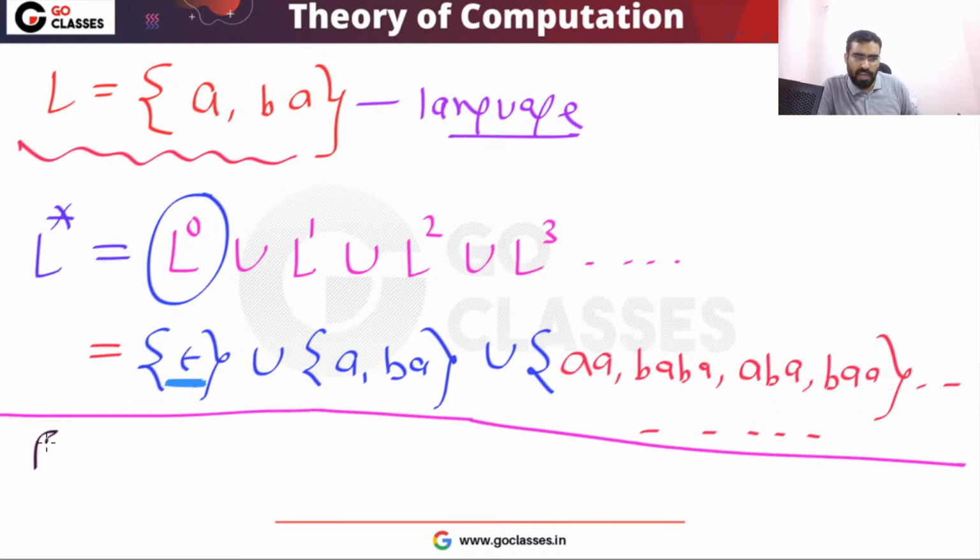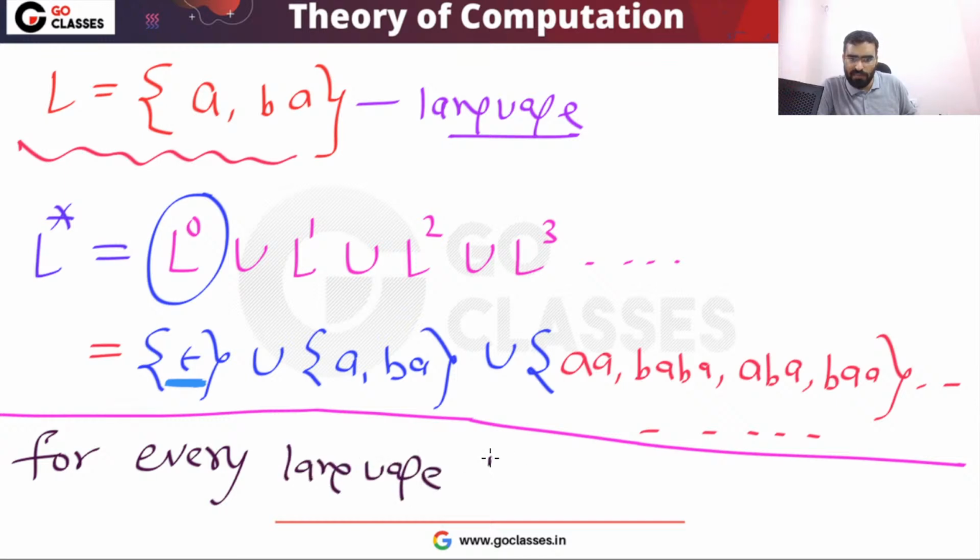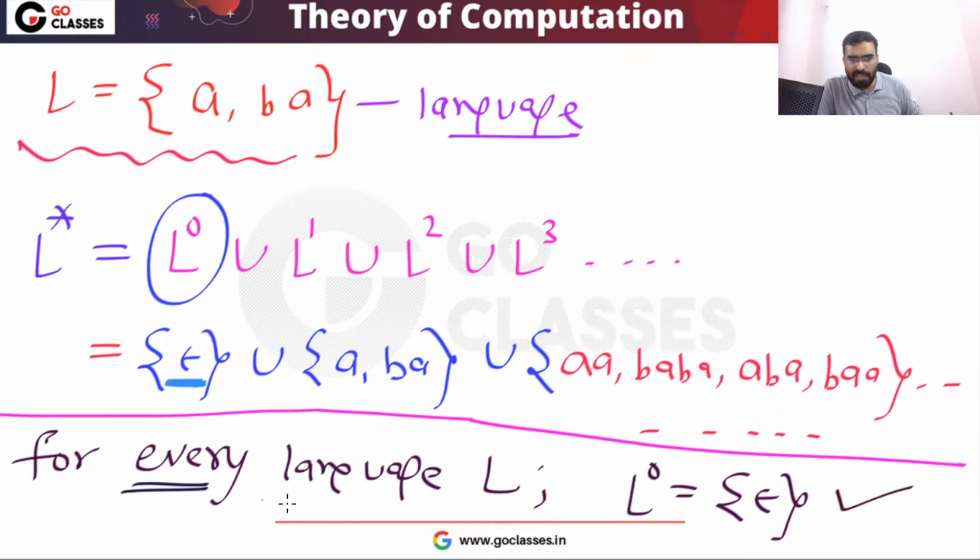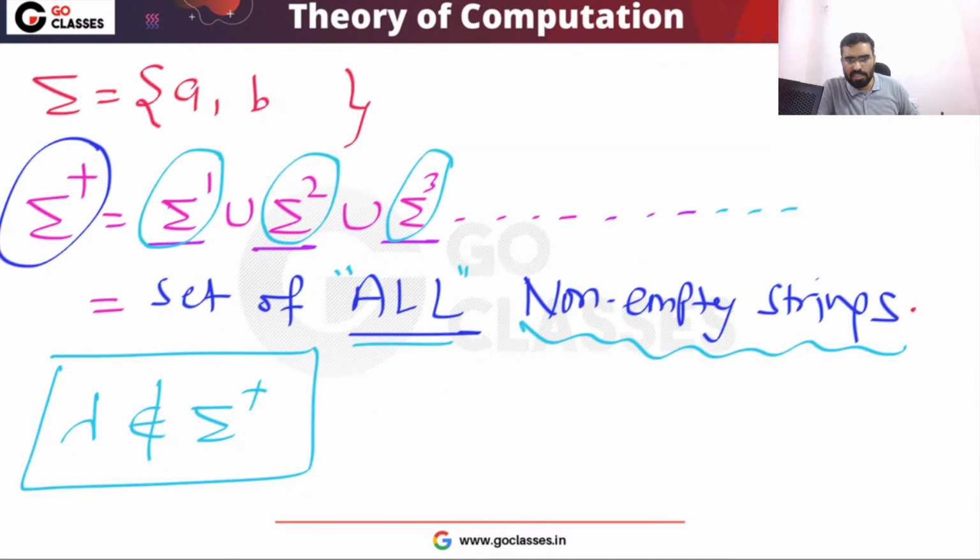So you can notice, for every language L, what happens? Whatever language you take, L power 0 is the set containing the empty string. It does not matter which language you take, empty language, finite language, infinite language, whatever language, L power 0 is the set containing the empty string. So this statement is correct.